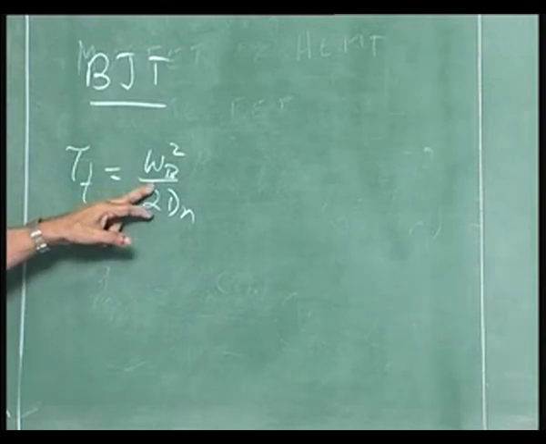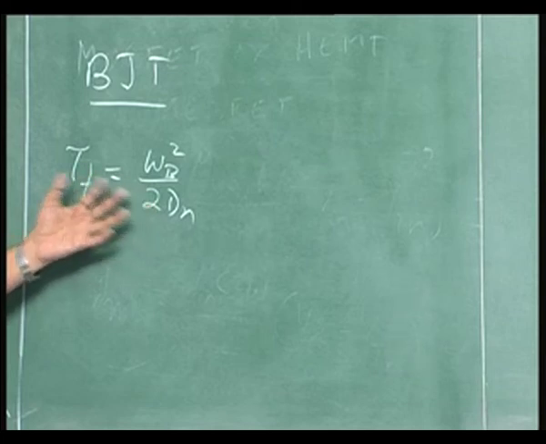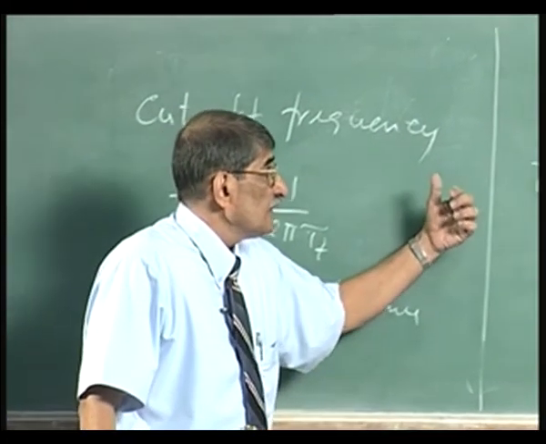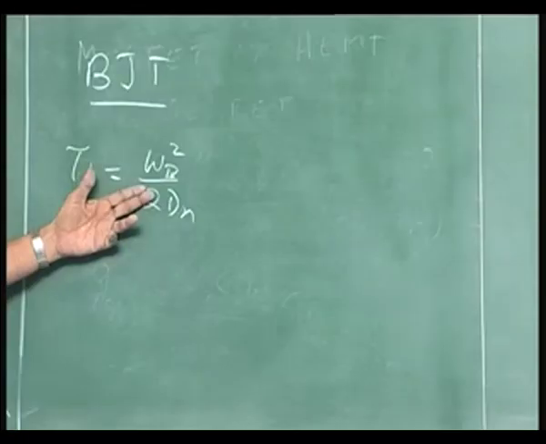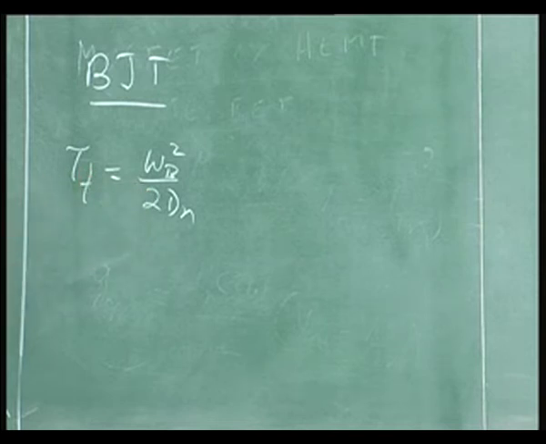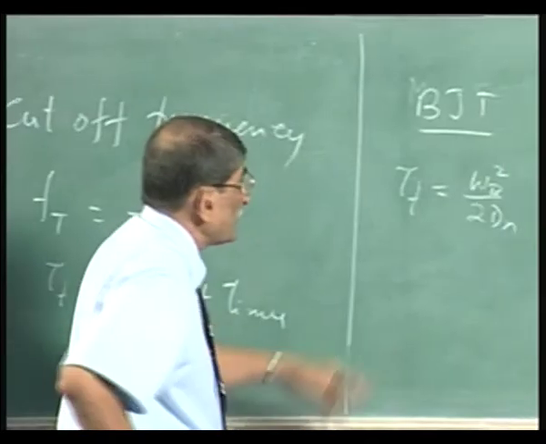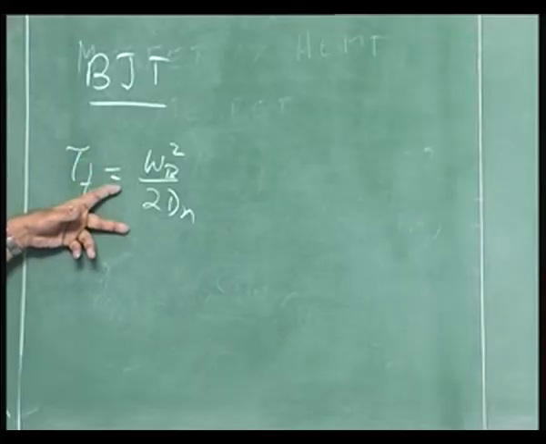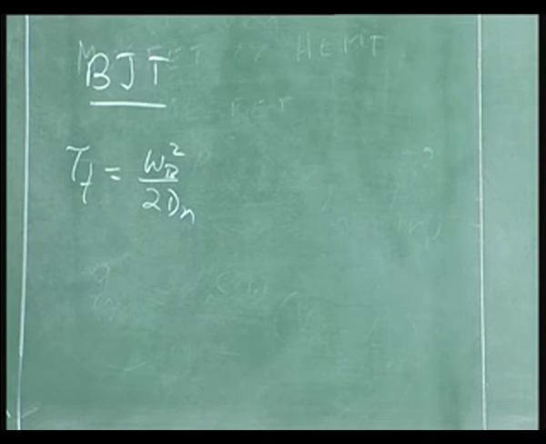Okay. So, after all, if this device has to compete with the MOSFET or MESFET or HEMT, you must keep on reducing the base width. Okay. And you must also bring in the electric field. If you bring in the electric field, this will reduce by some factor. Okay. You can bring in electric field by different methods.